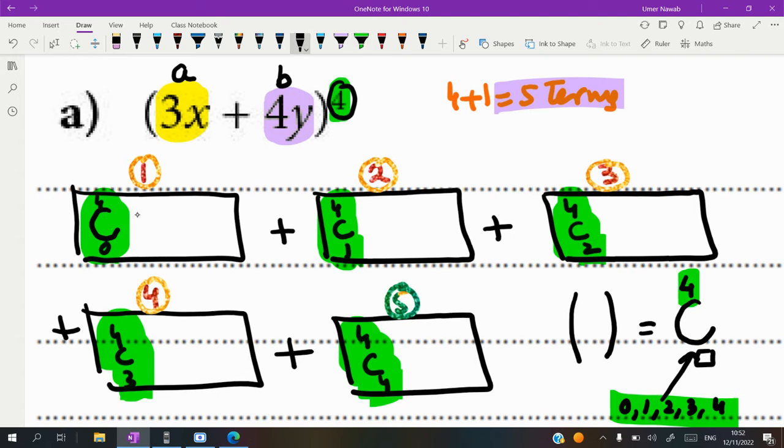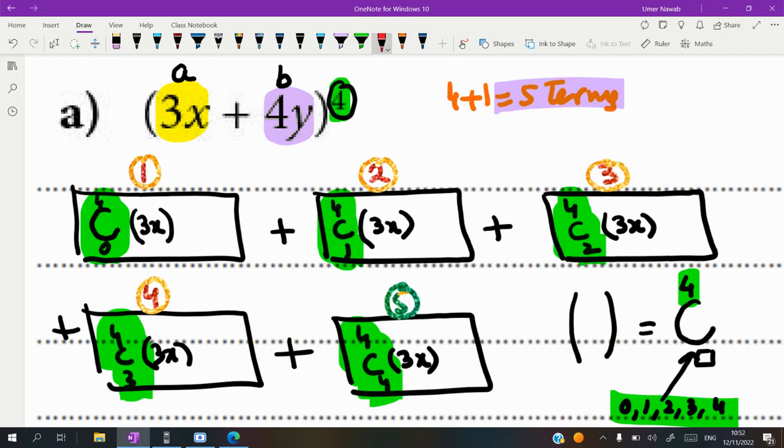After that, you will look at your A. What is A? 3x. So you have to write 3x everywhere you have A. What is my next term? Which is 4y, and you write 4y in each term. Done. All of them are multiplied inside this box.